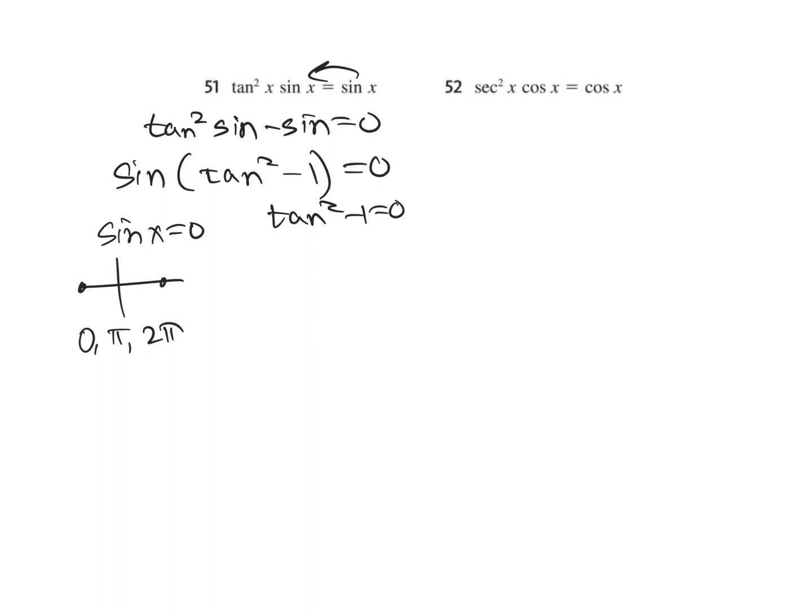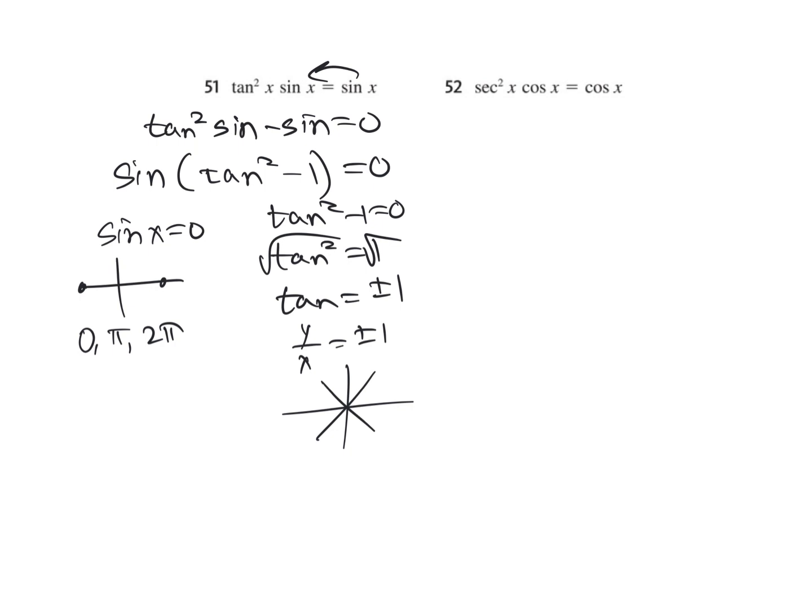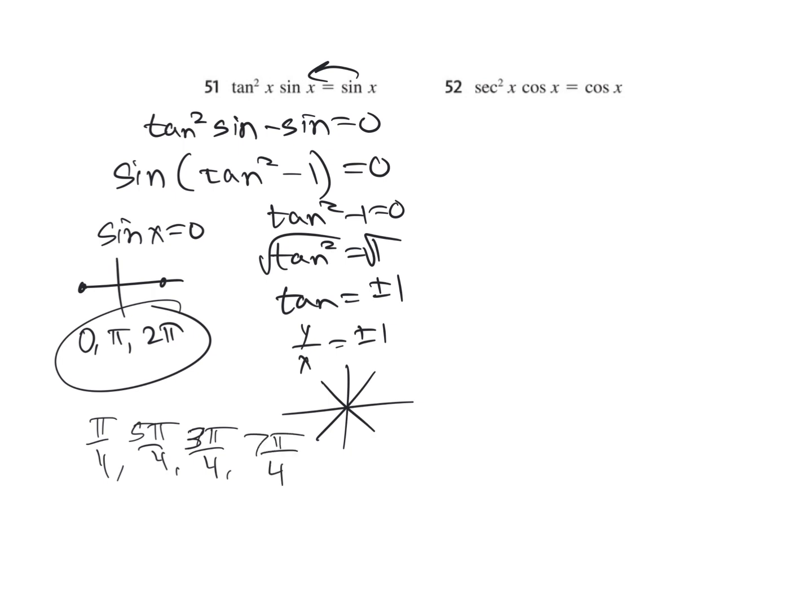Okay. And tangent squared minus 1 is going to be tangent squared equals 1. You take the square root, you get, where does the tangent equal plus or minus 1? So y over x has to be plus or minus 1, which is all the pi over 4s. So you got these answers. You have pi over 4, 5 pi over 4, 3 pi over 4, forgot that one, and 7 pi over 4. So that should be all your answers for 51.